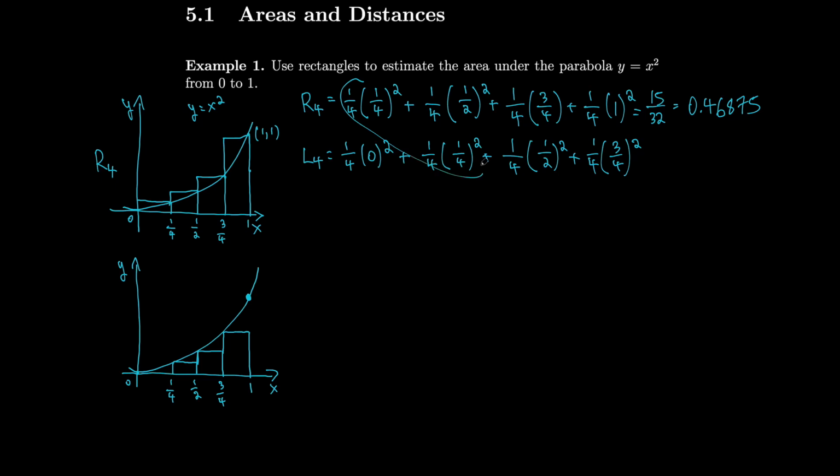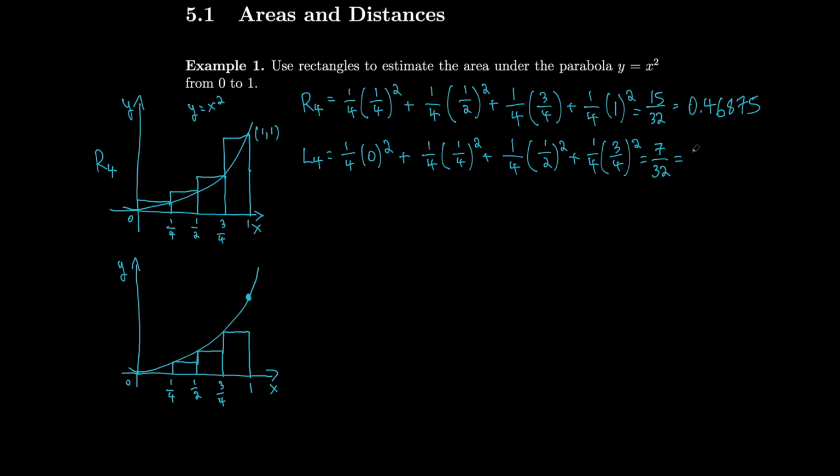Here's my rectangles of 1/4, my rectangles of 1/2, my rectangles of 3/4. The only difference is these guys in the end, because we started in different places. So this adds up to 7/32, which is what we would expect because it's smaller. Now we have the opposite problem we did before. We have an underestimate because we've got all of this area unaccounted for that's underneath the curve.